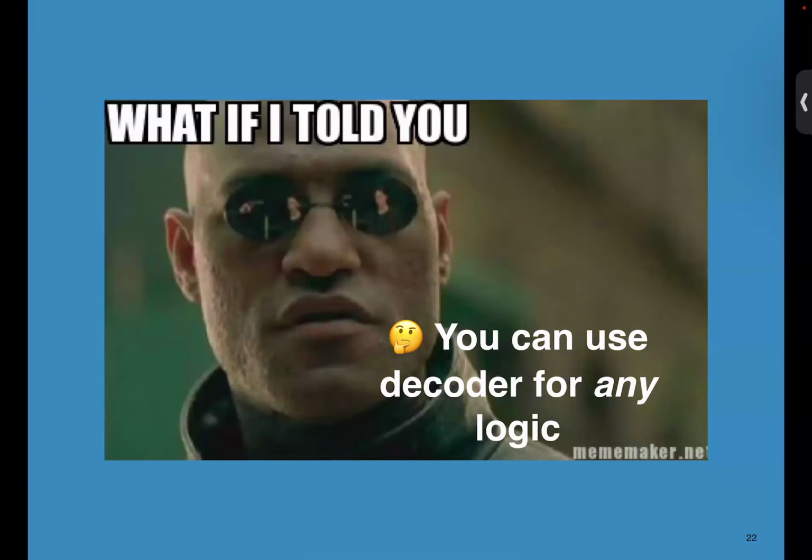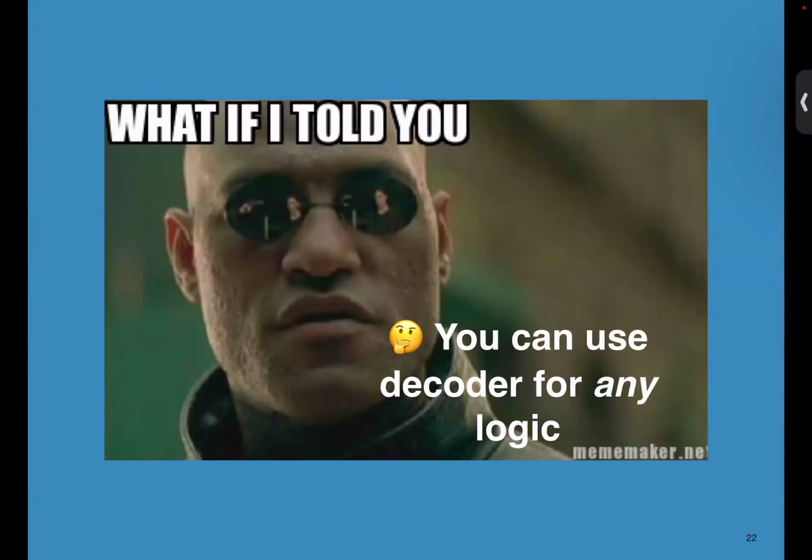Now, a nice thing about decoders is that if you have a decoder, then you can implement any function. So what if I told you that was the case? Previously we have seen that if I gave you NAND gates, you can implement any logic. If you have AND, OR, and NOT, you can implement any logic. What if I told you that if I gave you a decoder, then you can implement any logic?